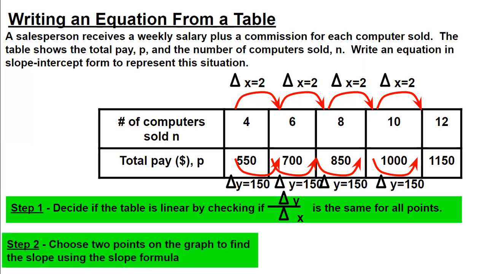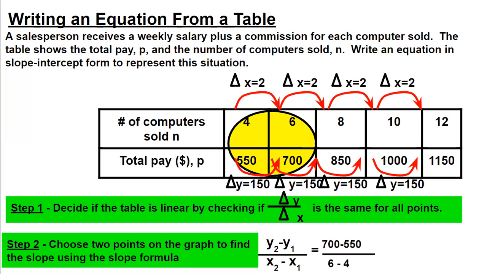Choose 2 points on the graph to find the slope using the slope formula, y2 minus y1 over x2 minus x1. So let's see what happens. We're going to pick these 2 points, (4, 550) and (6, 700). So we'll do our calculations with y2 minus y1 over x2 minus x1, and we get 700 minus 550 over 6 minus 4. If I do the math for that, I end up with 150 divided by 2, which we cannot leave that way. So we're going to call it 75.